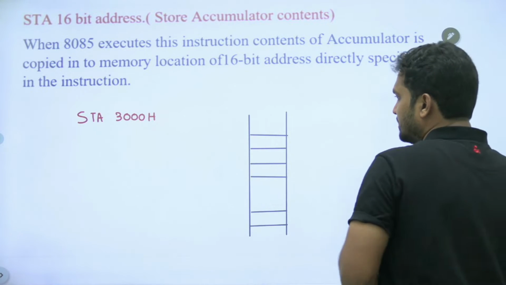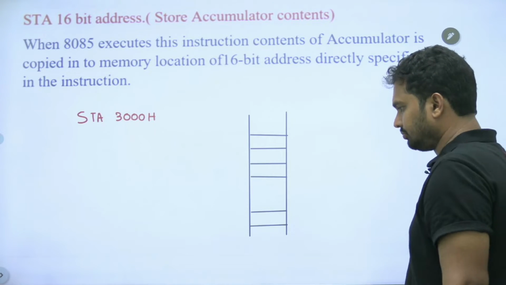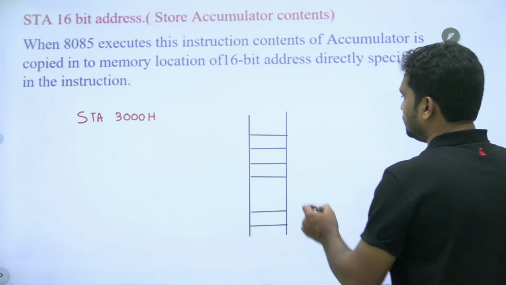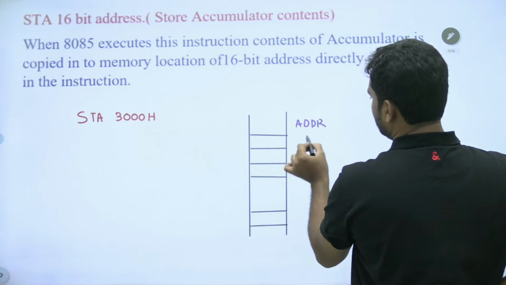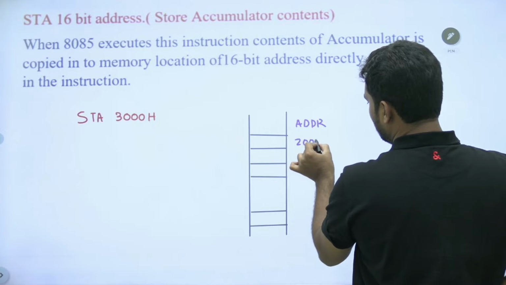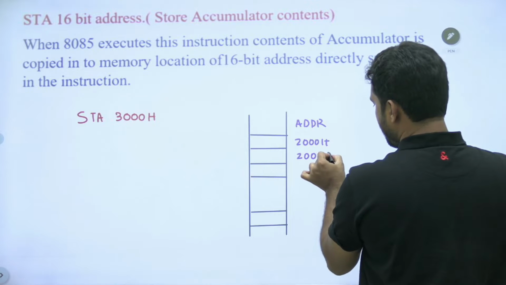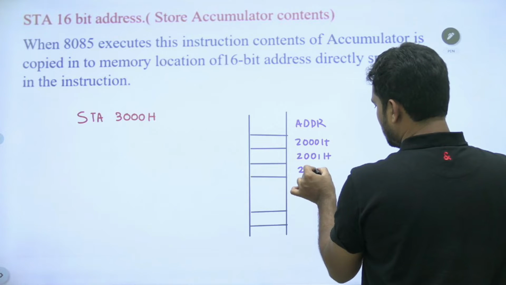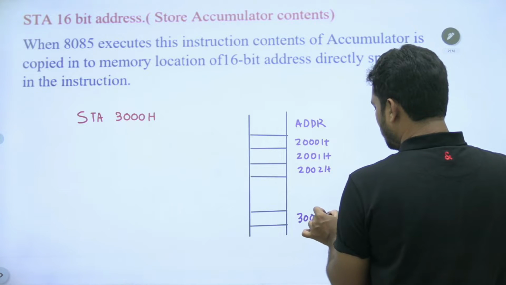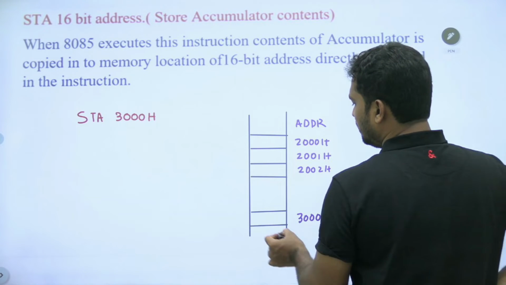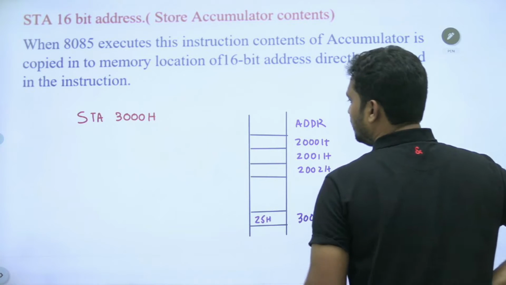Okay, see here, say address 2000, 2001, 2002, 3000. This is just for example here, don't take this number very seriously. See, it is already having some 25 hexadecimal.